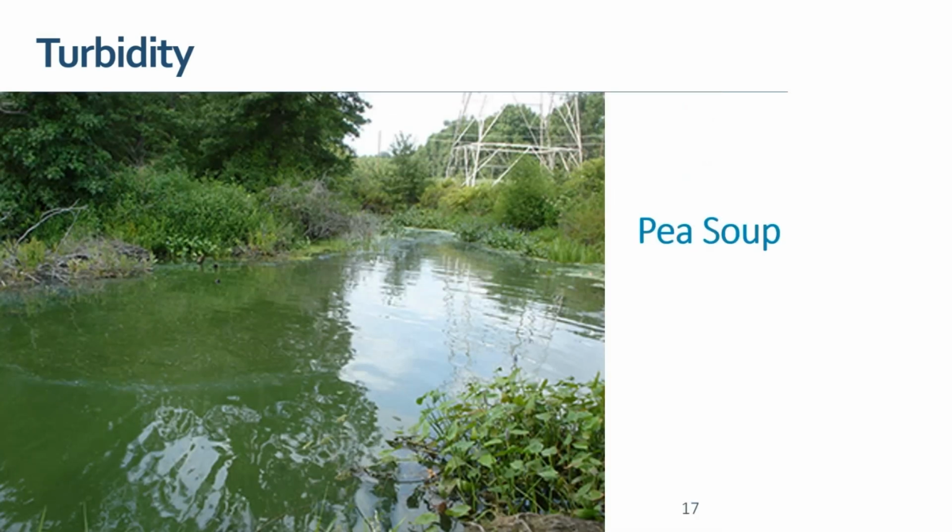Or does it look like pea soup? Now, in this situation, it could possibly be a harmful algal bloom. So this would be a situation where you might decide that you would not want to monitor that stream that day. It is very rare for there to be a harmful algal bloom in a flowing stream, but it's not impossible.